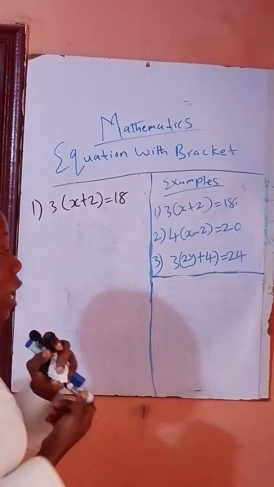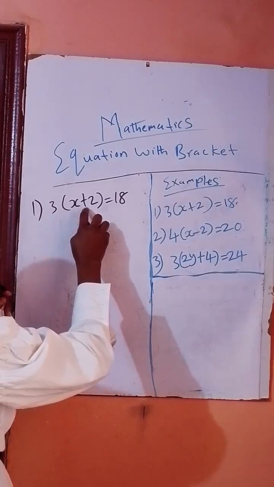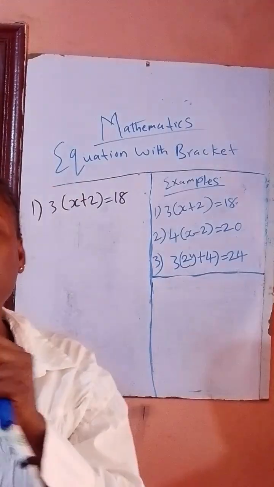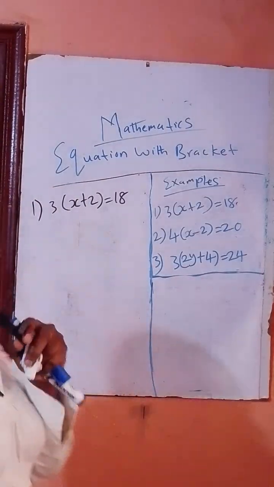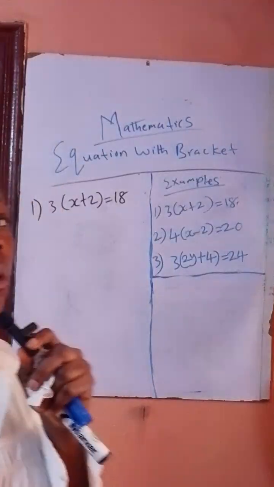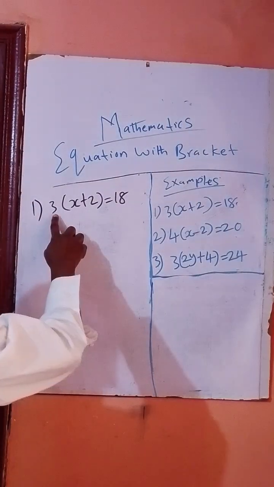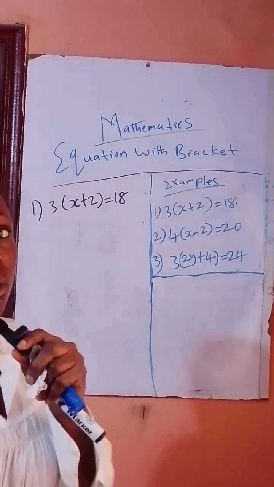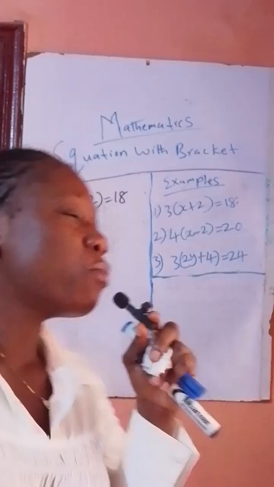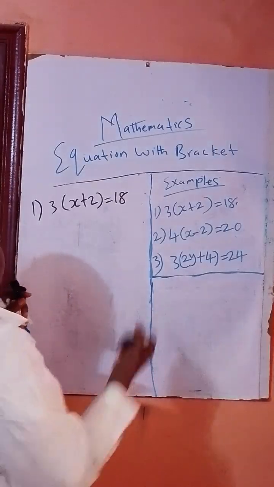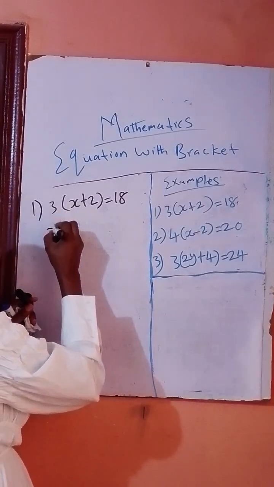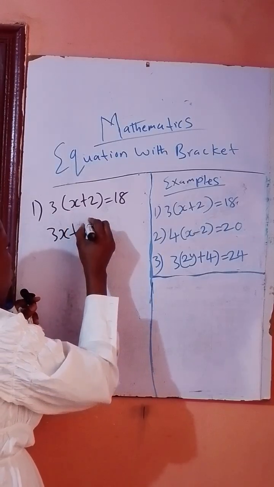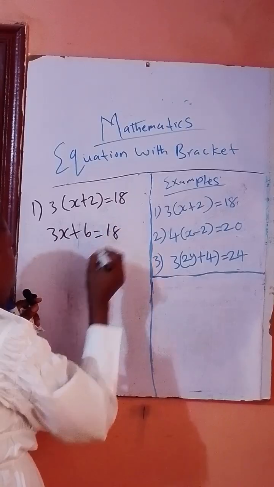Here on the board we have 3 bracket x plus 2 bracket equals 18. First of all, we need to open the bracket. And how are we going to open the bracket? We can open the bracket by using this 3 to multiply everything inside the bracket. Let's solve it. 3 times x is 3x plus 3 times 2 is 6 equals 18.